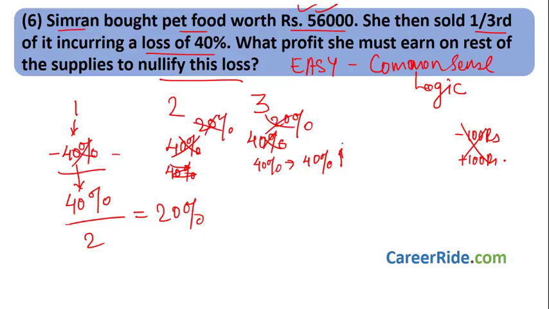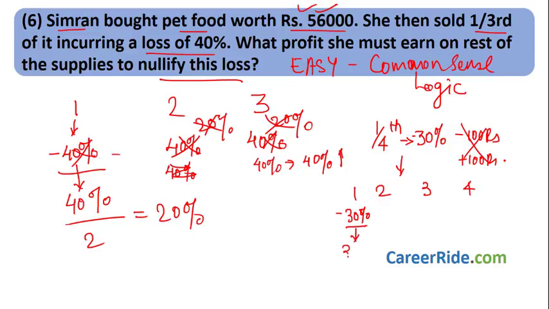Let's take another example going further. If they say that she sold 1/4 of it at a loss of say 30%, right? She sold 1/4 of it at a loss of 30%. Then what should she do to nullify this loss? Now 1/4 means she made 4 parts of the entire pet food, and the first part she sold at a 30% loss.